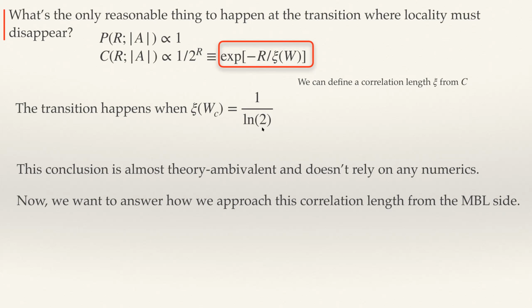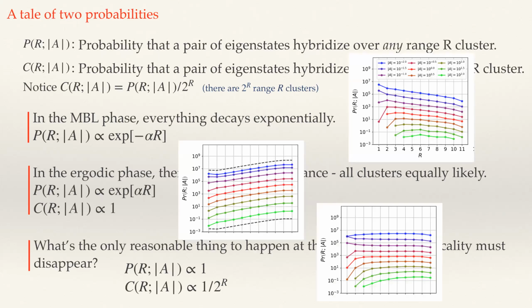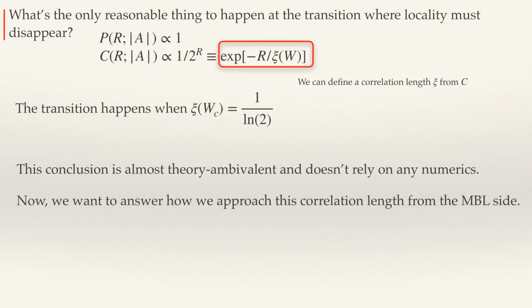This is nice. There are much more sophisticated arguments from De Roeck and company that you should get a correlation length of 1 over log 2 at the transition, but this is a very beautiful, largely theory-agnostic way. It hasn't actually relied on any of the numerics. All we did was assume that when 2 eigenstates collide, the probability that they hybridize over any range R cluster is constant. Under that assumption, you get this as the correlation length of the transition. And now you can go back to the numerics and ask, as we come from the MBL side, how do we approach this 1 over log 2?